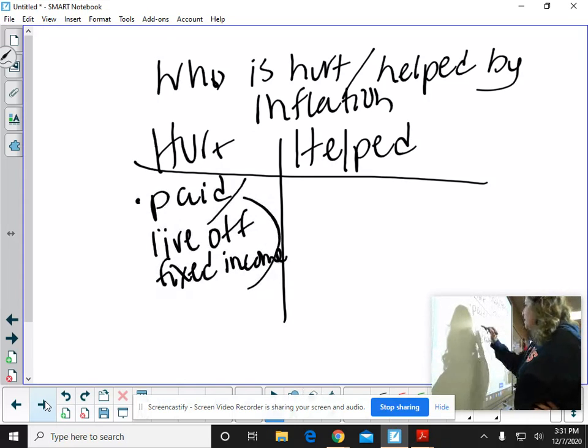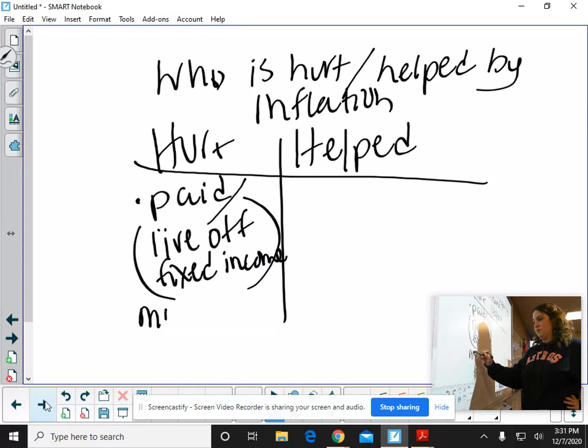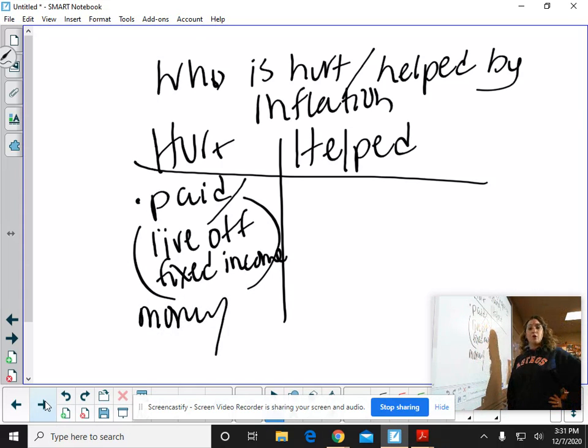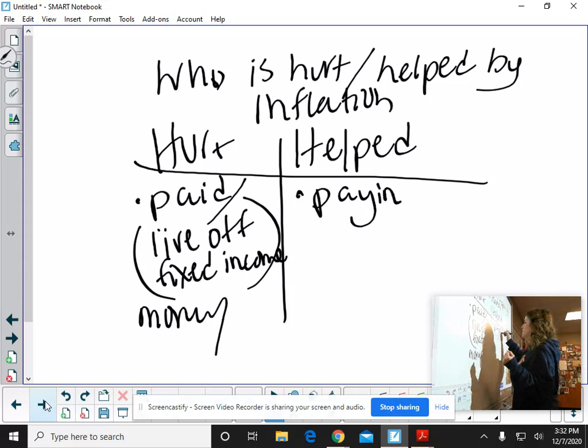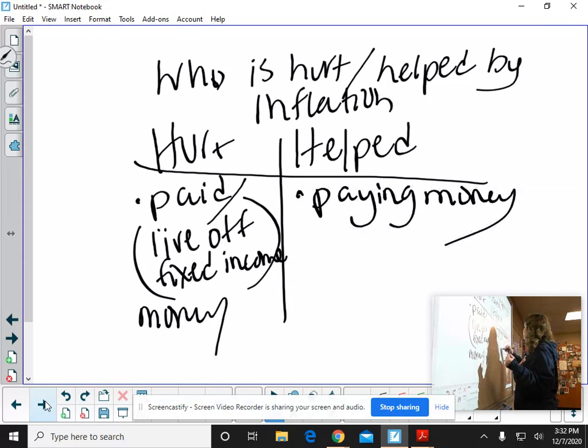If you are being paid any money, you are going to be hurt by this because you're being paid with lower purchasing power, money that's worth less. And so that's going to hurt. But if you are on the sending end, paying money that's worth less, that's not a big deal at all. If you are paying money, you're going to be helped by this because there's less purchasing power.